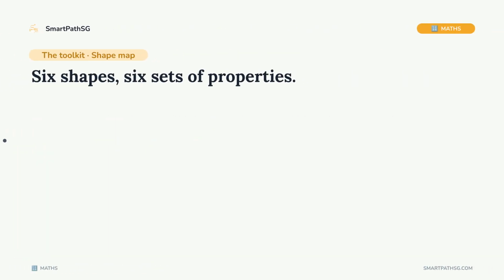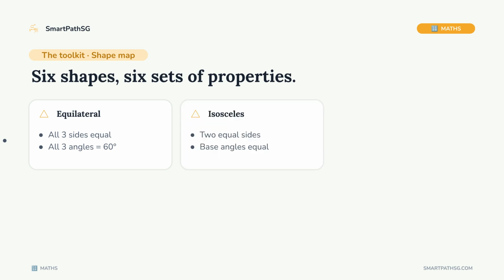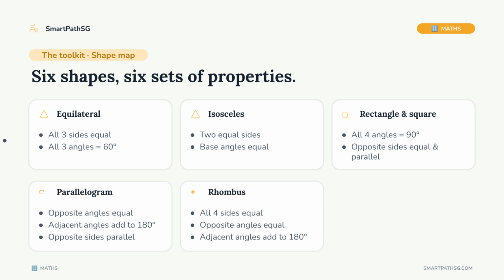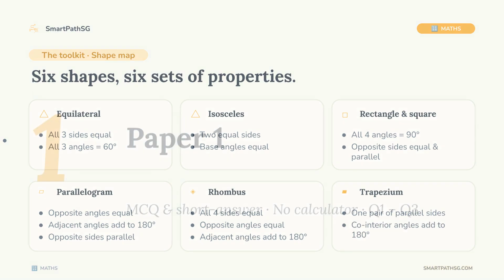Now 6 shapes you should know very well. Equilateral, all angles 60. Isosceles, base angles equal. Rectangle and square, 90-degree corners. Parallelogram, opposite angles equal. Adjacent, add to 180. Rhombus, a special parallelogram with all 4 sides equal. Trapezium, co-interior angles between the parallel sides add to 180.